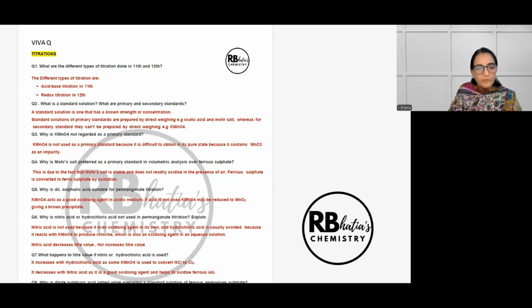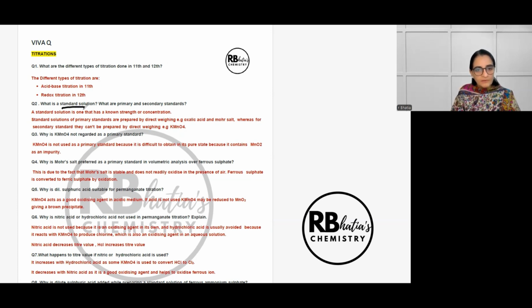Now, some important questions. What are the different types of titrations done in 11th and 12th? In 11th standard, we were doing acid-base titrations, the neutralization reactions. This year, we are doing redox titrations, and most of the titrations involve KMnO4, which has manganese in the +7 oxidation state, and in acidic medium, it changes to manganese +2. So it undergoes reduction, hence acting as an oxidizing agent. So we have redox titrations where KMnO4 acts as an oxidizing agent.